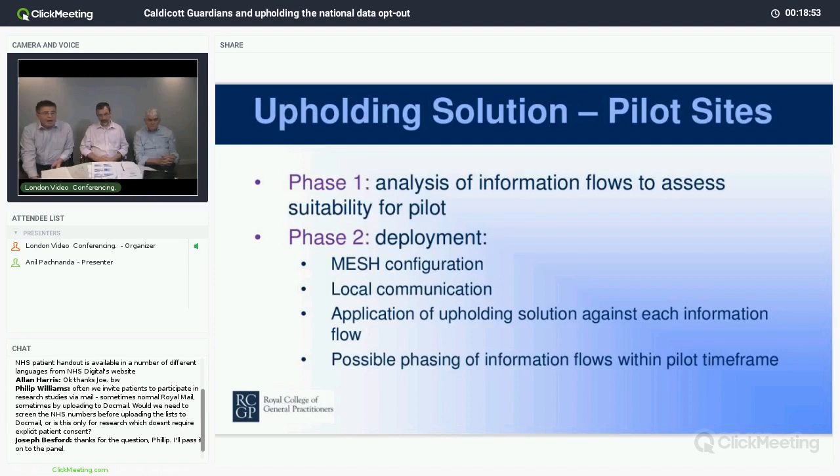Once we've welcomed you into the pilot, we then move into phase 2, where we'll probably start next month, in August. We would be working with organisations to make sure you've been configured for Mesh successfully. There'll be a little bit around local communication, as I talked about earlier, making sure that your local Caldicott Guardian and your local data managers are aware that this is coming along and they understand how to invoke the upholding solution, and then moving into a situation where you're actually upholding and applying the national opt-out against each of your information flows.